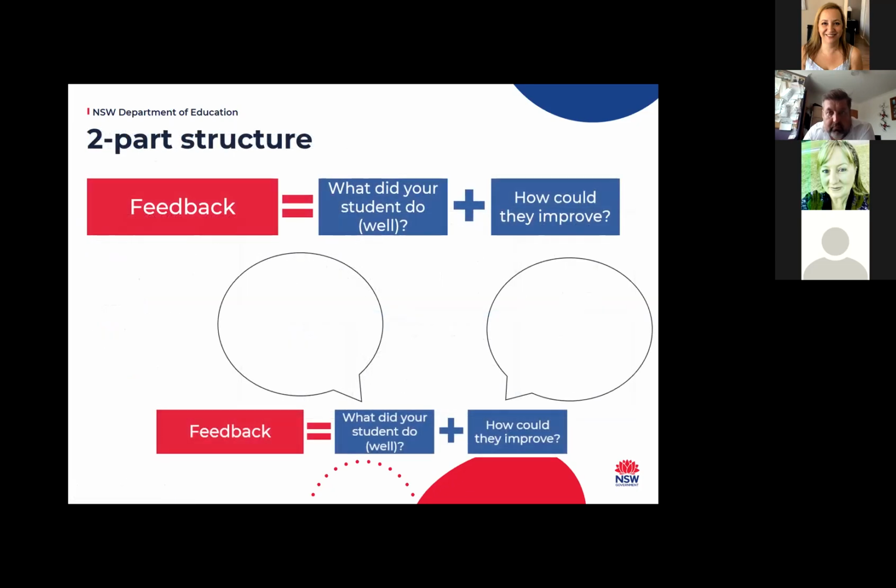The 2-part structure. Even when you are pushed for time, for example, when you are providing informal feedback to students as you walk around your classroom, your feedback can still be explicit and effective. One of the simplest approaches to giving feedback is the 2-part structure. Commenting on what they did, preferably something they have done well if you can, and how they could improve. Let's take a look.